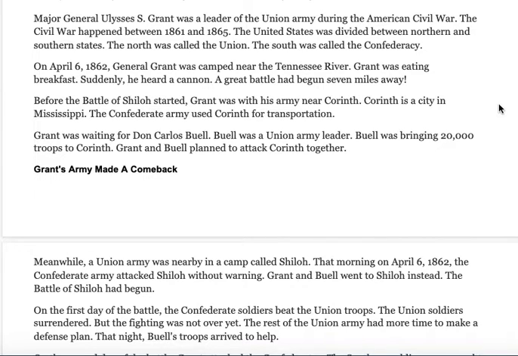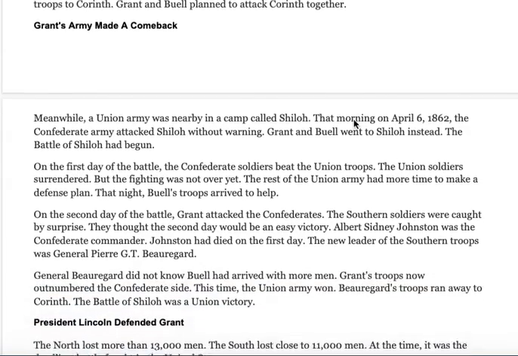Before the Battle of Shiloh started, Grant was with his army near Corinth. Corinth is a city in Mississippi. The Confederate Army used Corinth for transportation. Grant was waiting for Don Carlos Buell. Buell was a Union Army leader. Buell was bringing 20,000 troops to Corinth. Grant and Buell planned to attack Corinth together. Grant's army made a comeback.